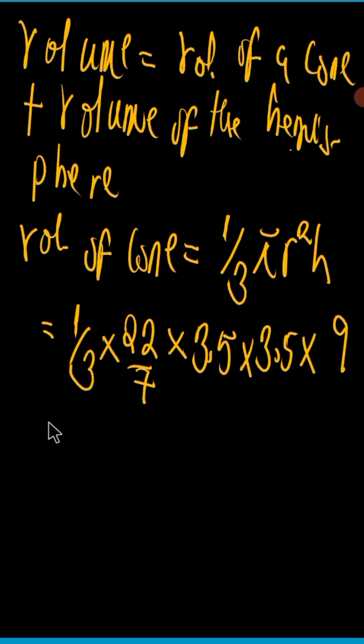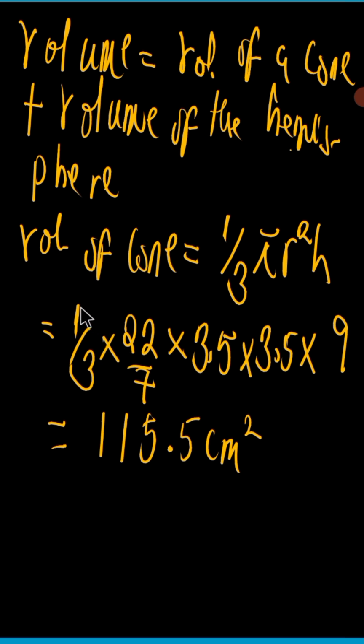So when we calculate everything, we are going to have 115.5 centimeter cube. Like I told you, first calculate everything on top: 1 times 22 times 3.5 times 3.5 times 3.5 times 9, all over 3 times 7, that is 21. So your answer on top divided by 21 will give you this. But me, I've done everything together. On your own end, make sure you do what is on top first before you do what is down separately, and you find your final answer.